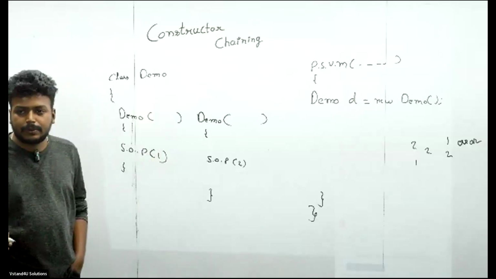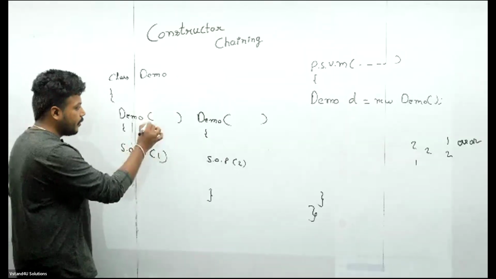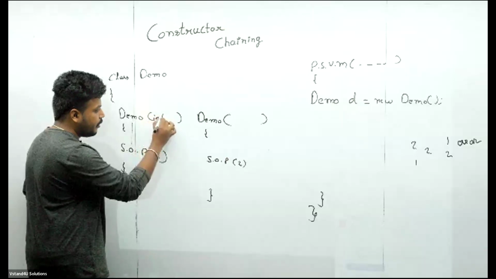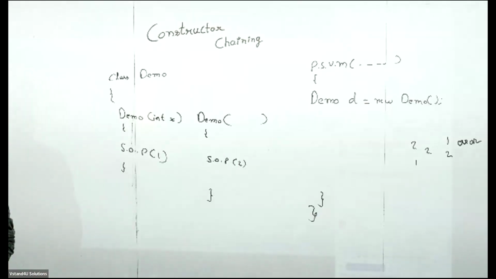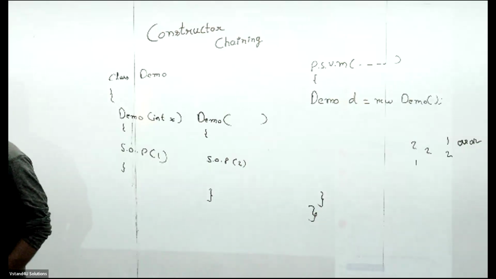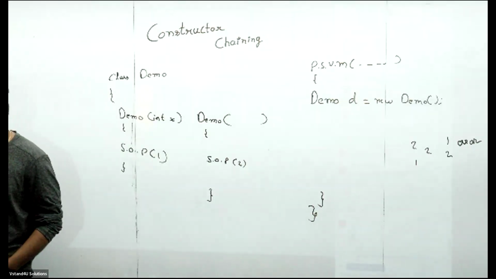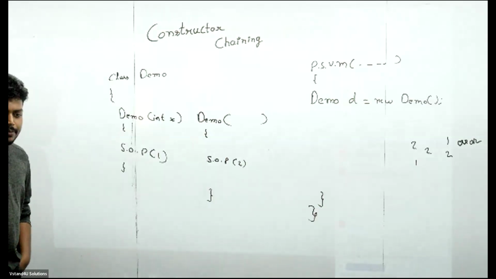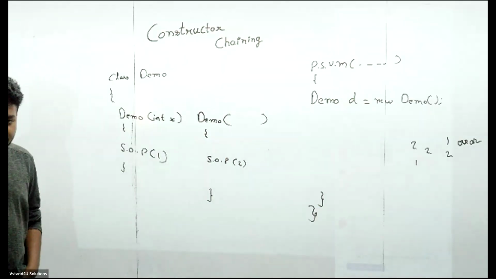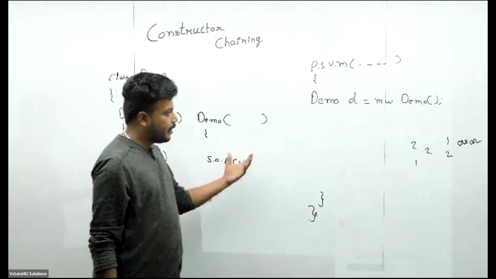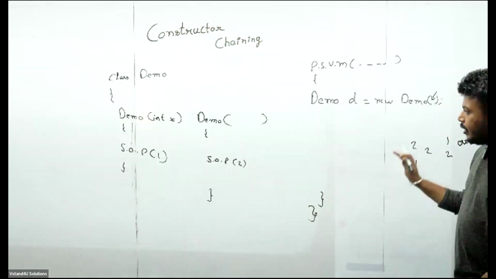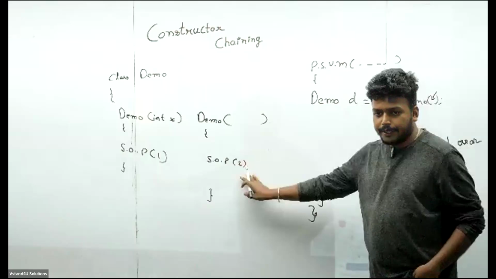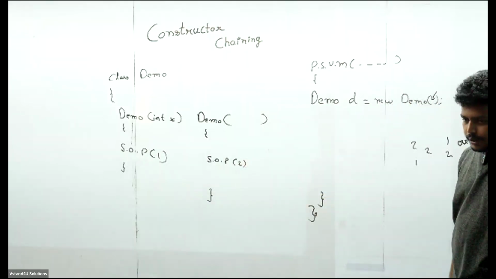Here I will make some small changes. Now tell me the output. Sir, in the constructor you are calling the non-parameterized constructor. The control calls here and it will print 2 as the output.